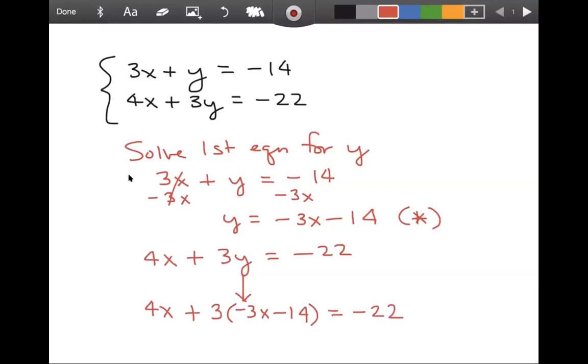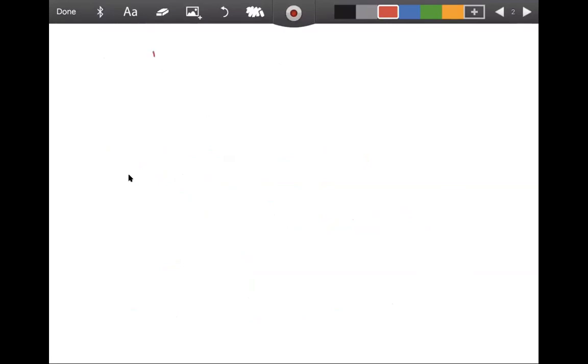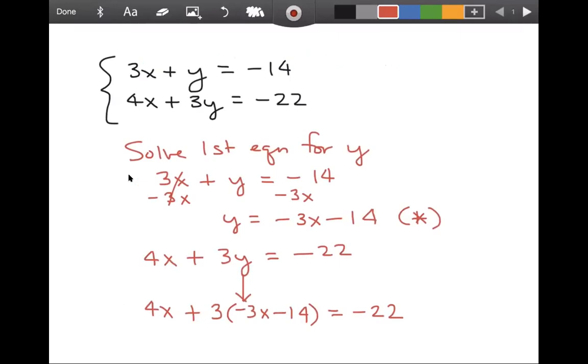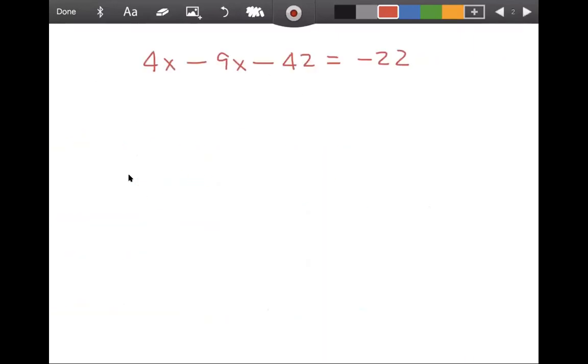All right, so I'm getting ready to flip over onto the next page, where we're going to have 4x minus 9x minus 42 equals -22, right? So let me see if I remember all that. 4x minus 9x minus 42 equals -22. Let me just look back one last time, make sure that's correct. I'm pretty sure that's correct.